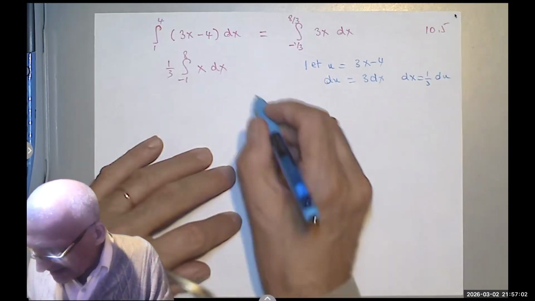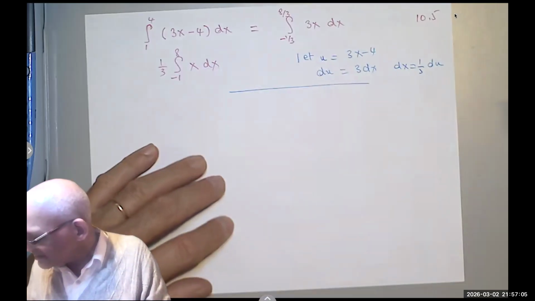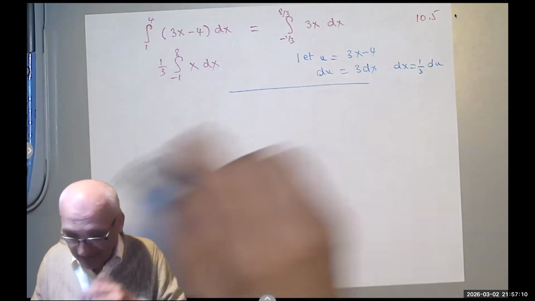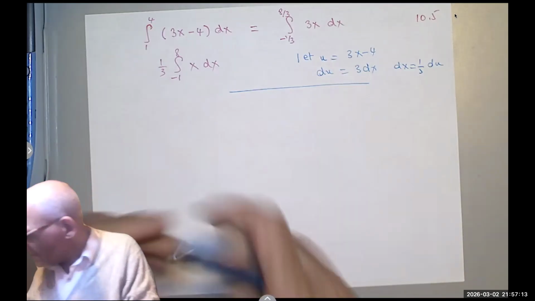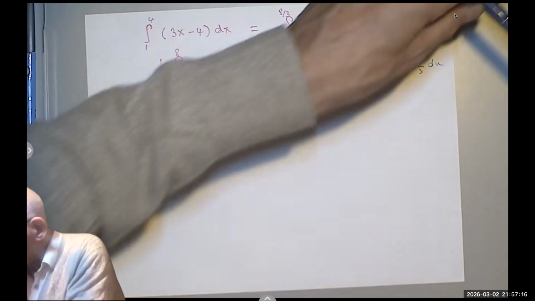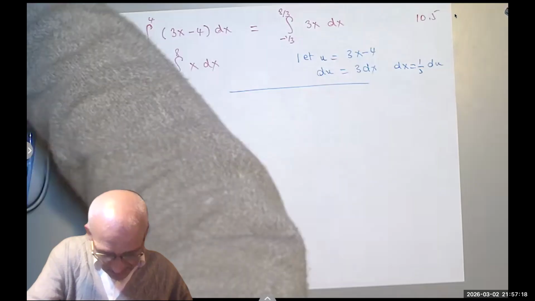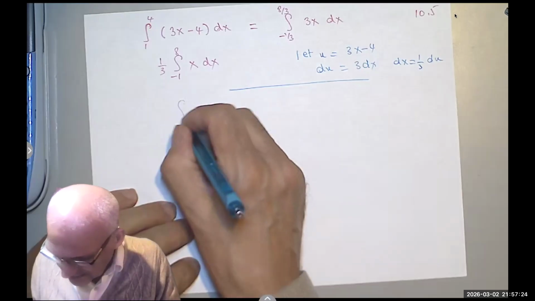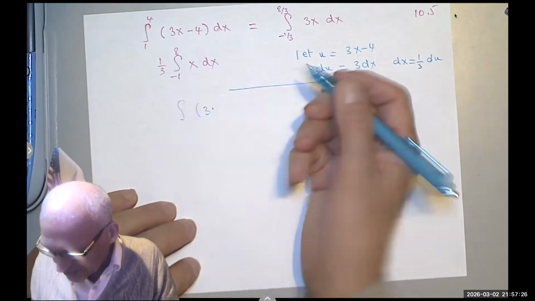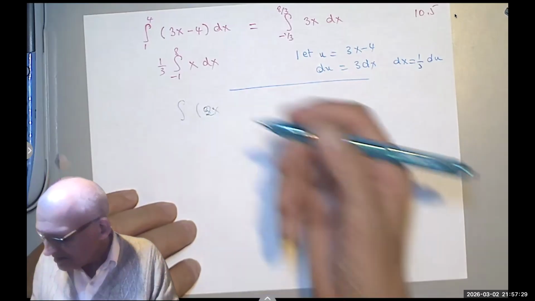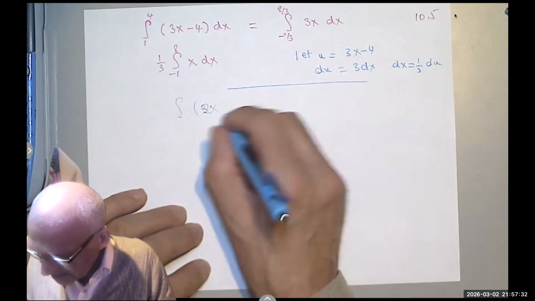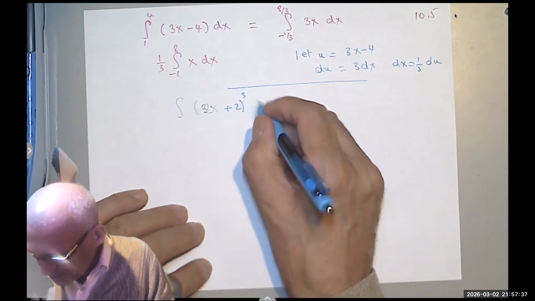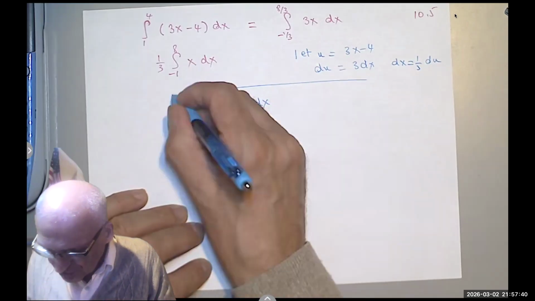Let's take something else. So instead of being a linear function, let's make that, say, quadratic or a cubic. Let's take a cubic function. It doesn't matter. Okay, let's take the integral, say, of 2x, make it plus 2, cubed, dx, say from 0 to 2.